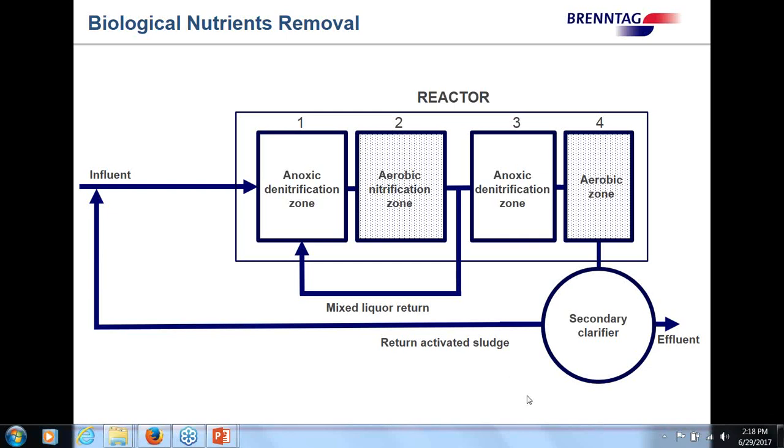This four-stage treatment is called a Bardenpho process and was developed back in 1971. The reason I'm using this as an example is because the "pho" in Bardenpho is for phosphorus treatment.